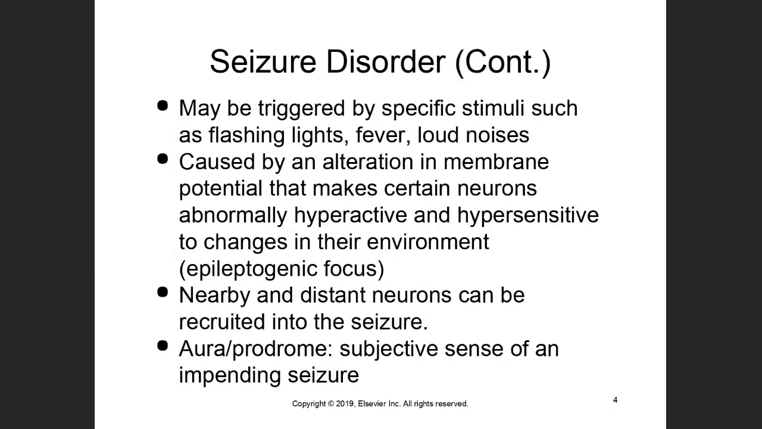Seizures may be triggered by a specific stimulus such as flashing light, fever, or loud noise, caused by an alteration in membrane protection that made certain neurons abnormally hyperactive and hypersensitive to change in their environment. Nearby and distal neurons can be recruited into the seizure. Aura suggests a sense of an impending seizure. Those are basically alarm symptoms that the patient has.